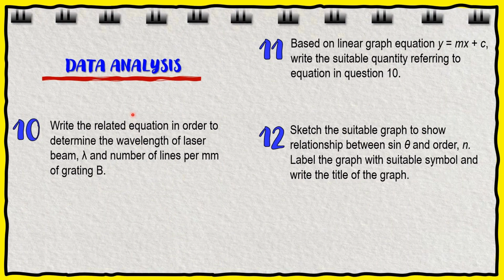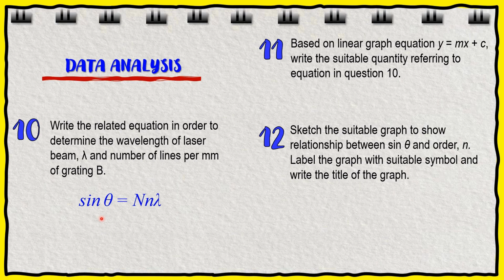The third part for the pre-lab module discussion is about the data analysis. Take a look at question number 10. Write the related equation in order to determine the wavelength of laser beam lambda and the number of lines per millimeter of the grating B. You can refer to equation 6.3 in the theory, which is sin theta is equal to n lambda.